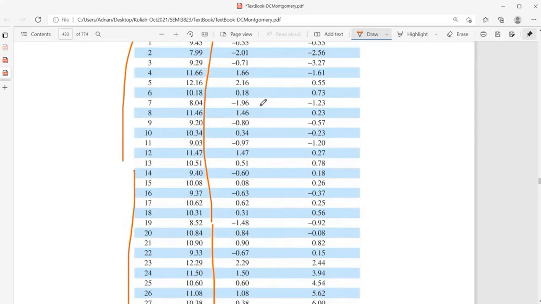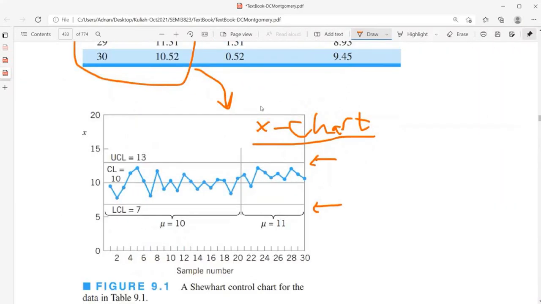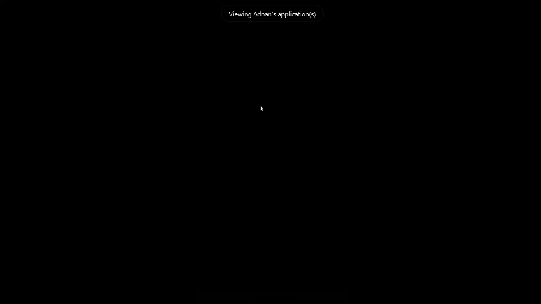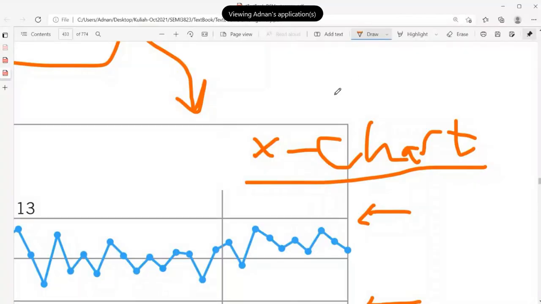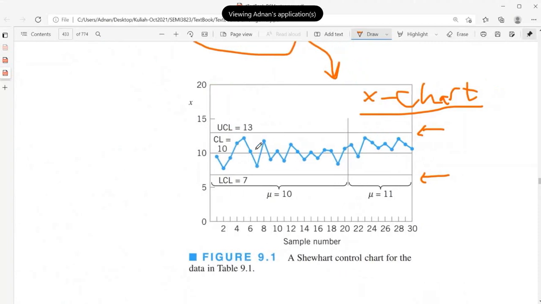So what do you observe in this chart? What happened to the mean? You can respond in the chat box or just on your mic. I want to hear you. Is there any change or not? Please put your opinion in the chat box. What do you observe? What happened to the mean?